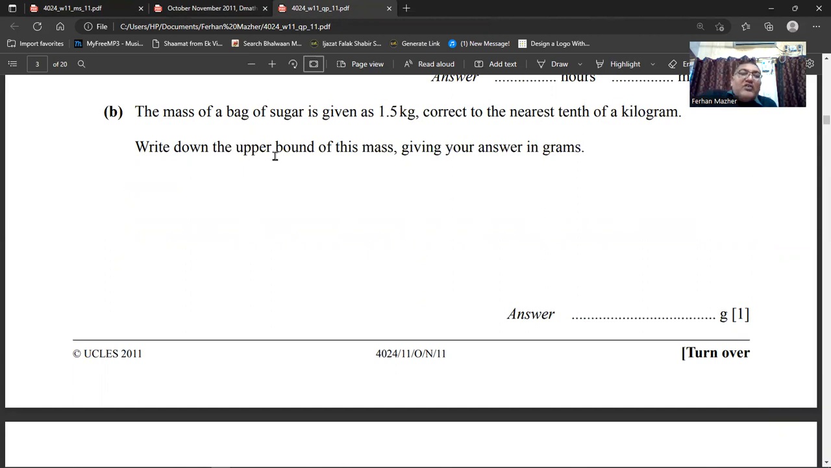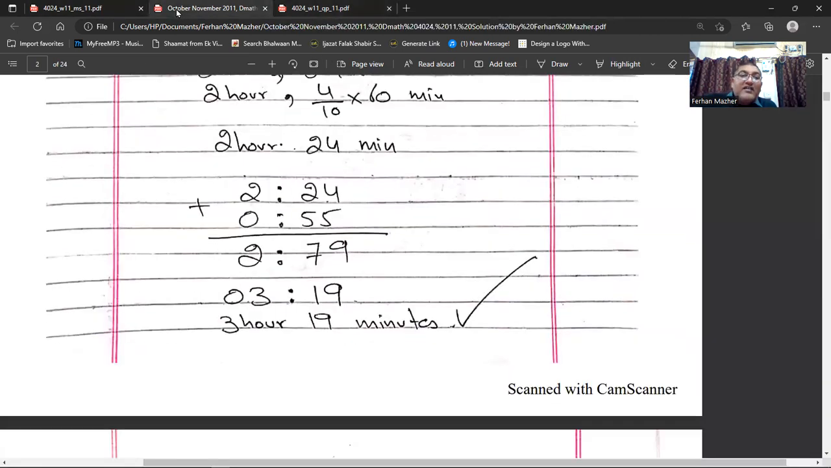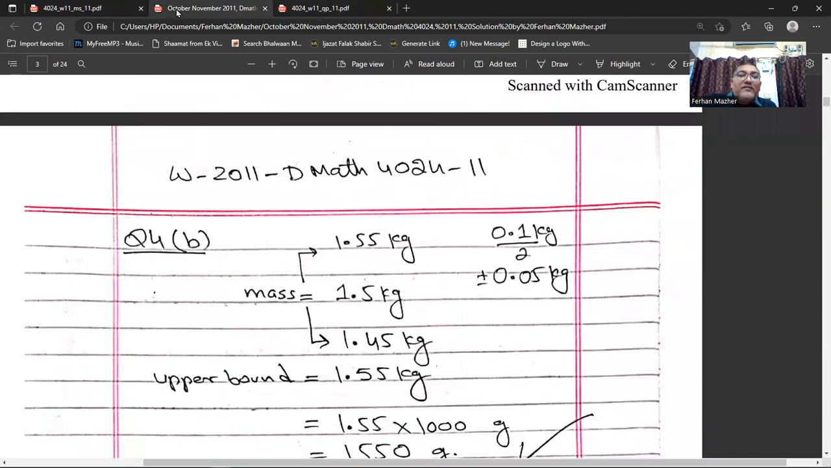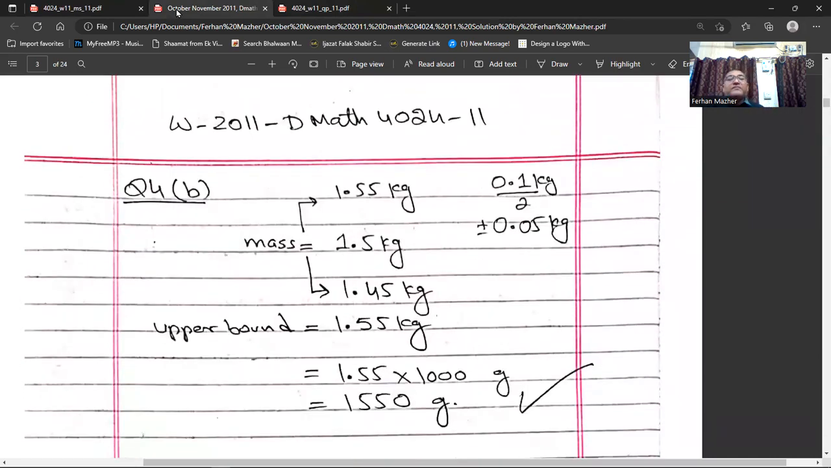The question is, write down the upper bound of this mass. Give your answer in the grams. Okay, so we have to give the answer in grams. Okay, so here we go. The answer is showing up. So 0.1 kg divided by 2, that will give you 0.05 kg. The mass is 1.5 kg.